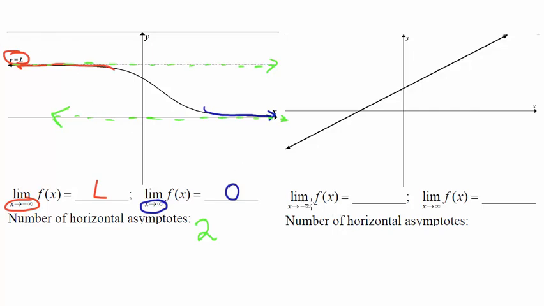And lastly, when I go to the left for this function here, I'm going down. So that would be negative infinity. And when I go to the right here, I'm going up. So that would be positive infinity. There are no limiting values, so I have 0 horizontal asymptotes.